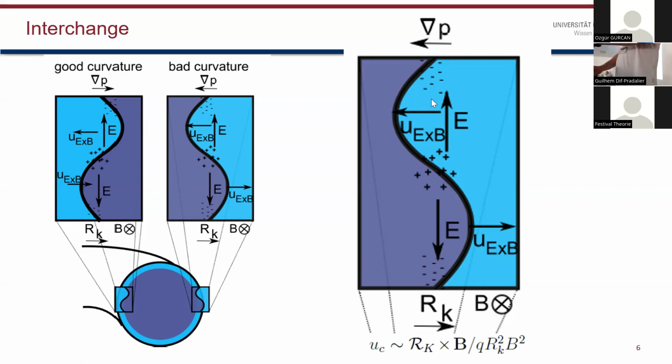So this is in fact the instability which usually does most of the transport. And on the other side, on the high field side, it is stabilizing, so we do not have a lot of turbulence there.